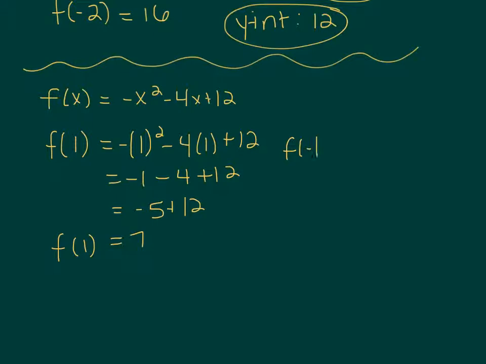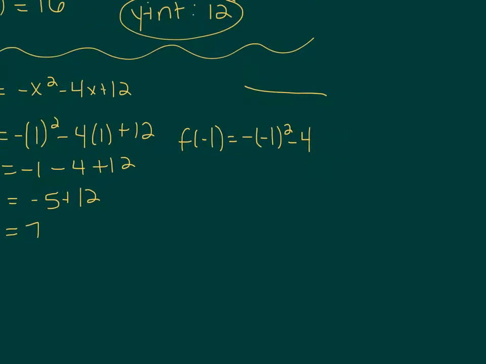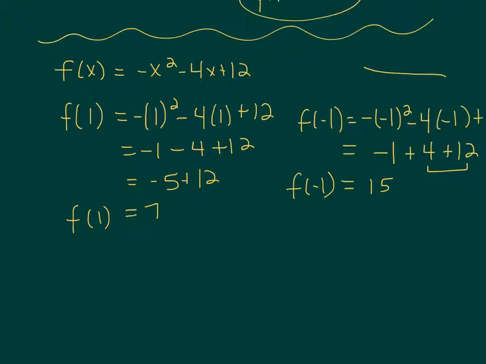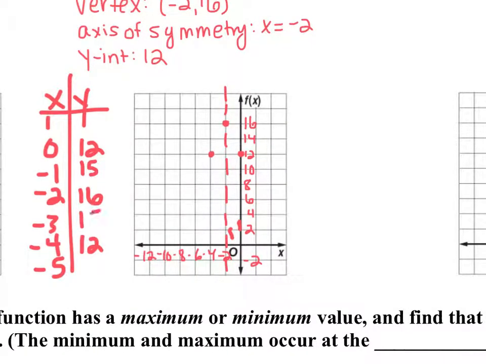So f of negative 1, which will be our other point, is negative of a negative 1 squared minus 4 times negative 1 plus 12. So a negative 1 squared is positive 1, but the negative on the outside makes it negative again. Then negative 4 times negative 1 is positive 4 plus 12, so that's going to be 16 minus 1, so that's 15. So f of negative 1 is equal to 15. So negative 1 is 15, 1 is 7. 15 and 7. And now we can plot those.